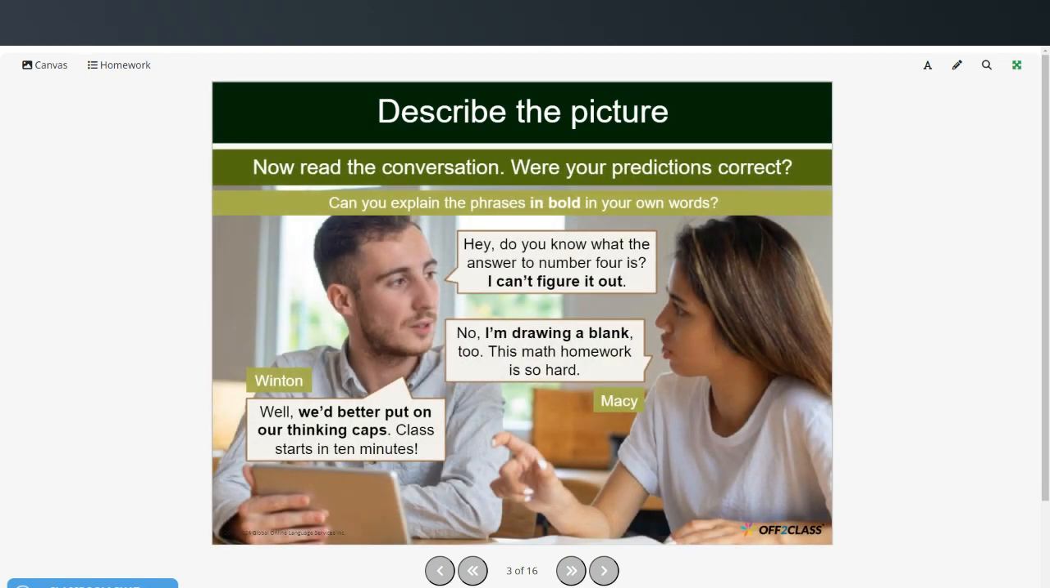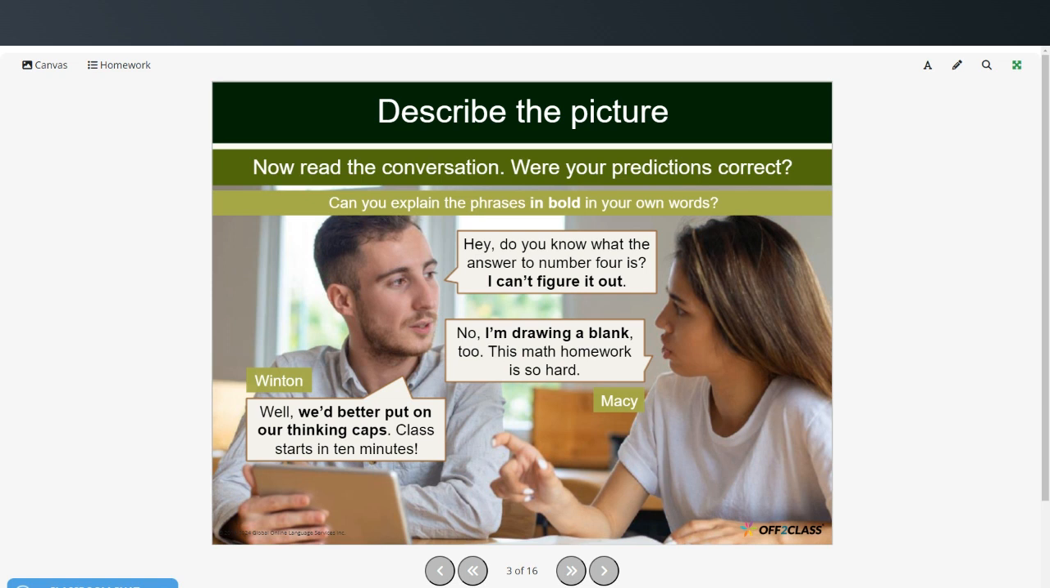Now we're going to read the conversation, and you'll get to see if your predictions were correct. And we'll also take a look at the phrases that are in bold to see if you can explain those in your own words.